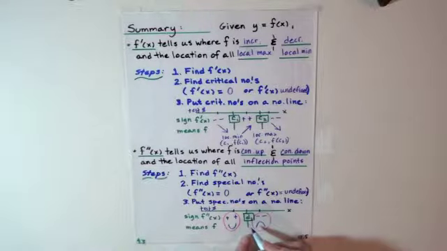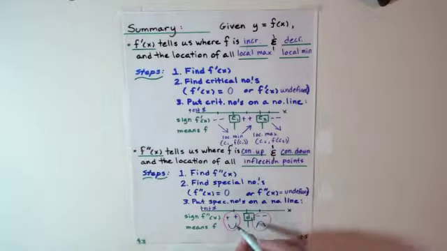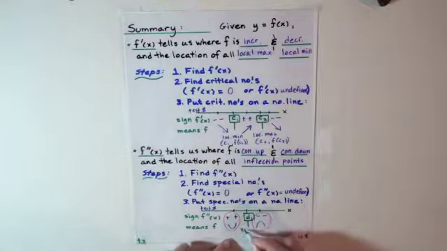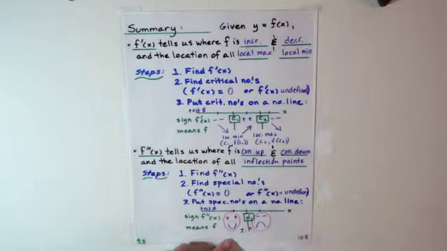What about D1? Would that be an inflection point? Is it a place where the concavity is switching? It is. In this case, the way I've drawn it for this imaginary function, it's concave up to the left, it's concave down to the right, so we would have an inflection point right at D1. If the concavity stayed the same, concave up on both sides, it would not be an inflection point.